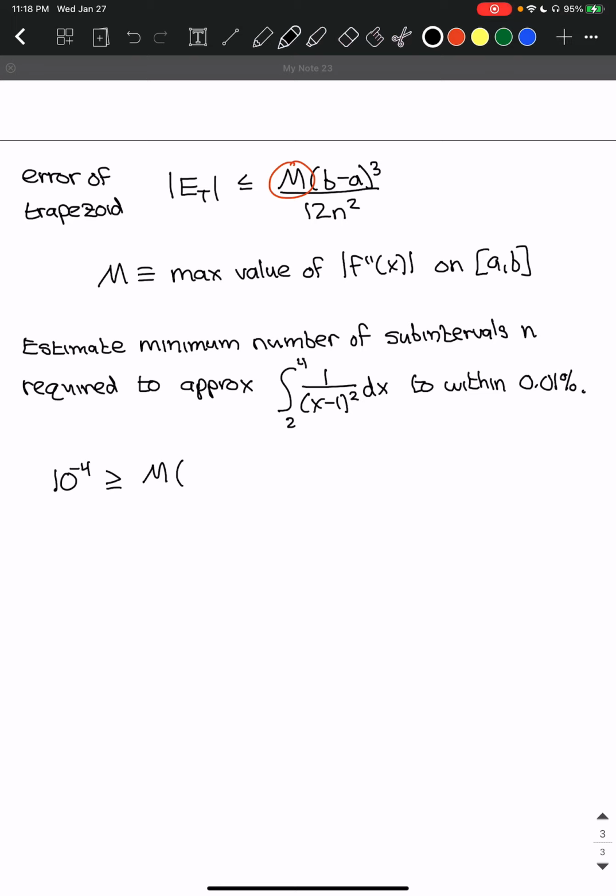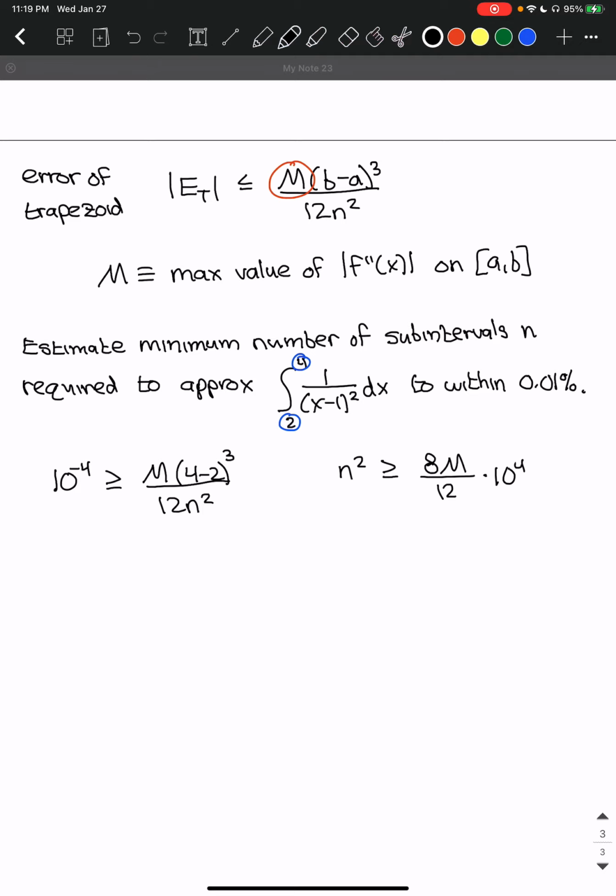I have M times 4 minus 2, the length of our interval, over 12n squared. We're solving for n, so let's move everything to the right side. I get n squared is greater than or equal to M times 8, 8M, over 12 times 10 to the minus 4 on the bottom. So I'm going to make that times 10 to the 4 up top.